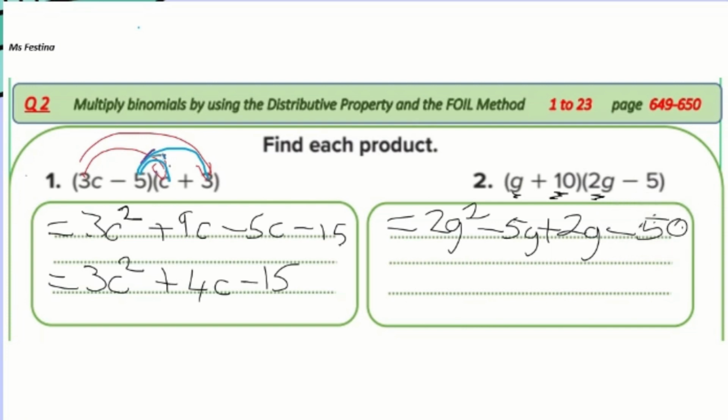So we can simplify further by looking for our like terms. So 2g squared matches with nothing. I will write it as it is. And then minus 5 plus 2 will give me negative 3g. And then minus 50, I will write it as it is because it matches with nothing there. Let's continue.